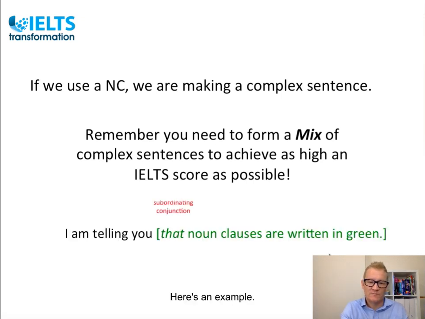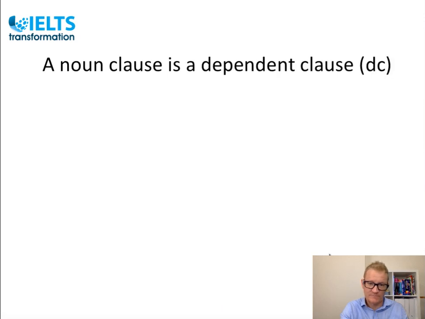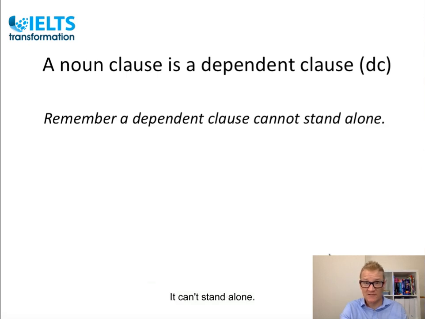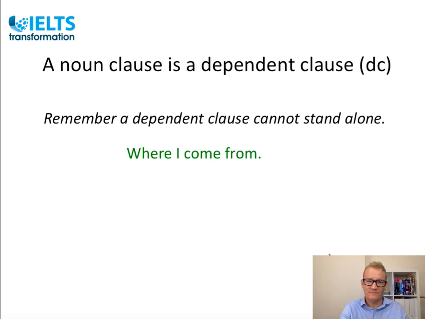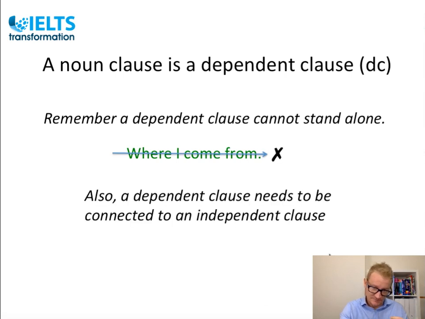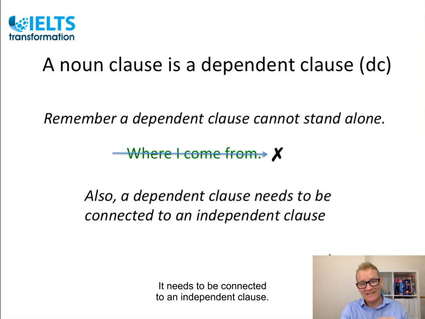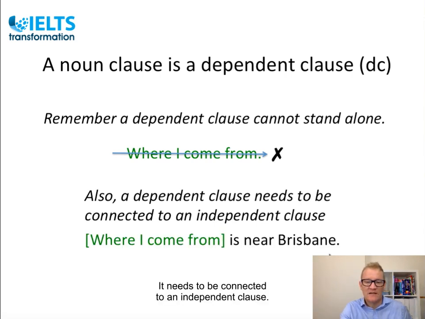Here's an example. There's our conjunction. That noun clauses are written in green. I'm telling you that noun clauses are written in green. There's our subject and our finite verb. Okay. So remember that a noun clause is a dependent clause. It can't stand alone. "Where I come from," we need more information. Not correct. So it needs to be connected to an independent clause.